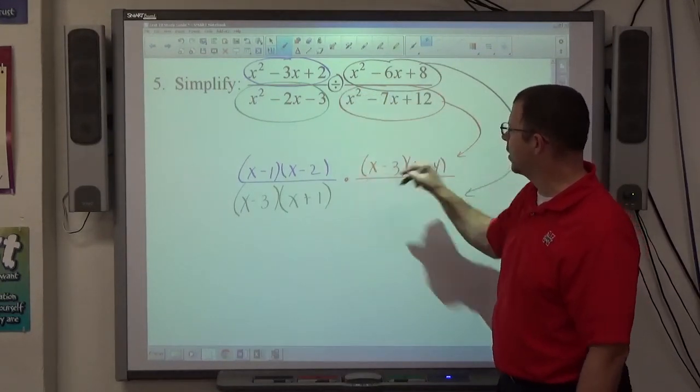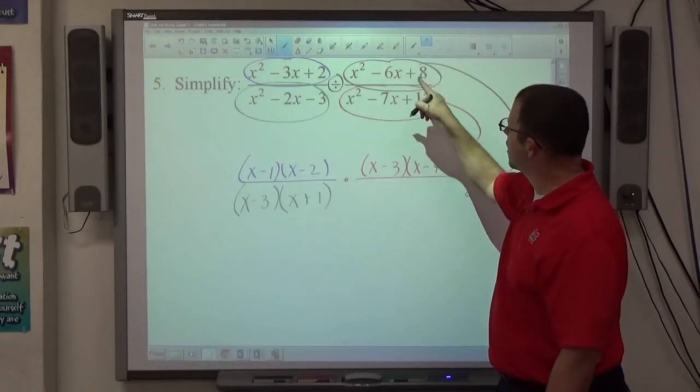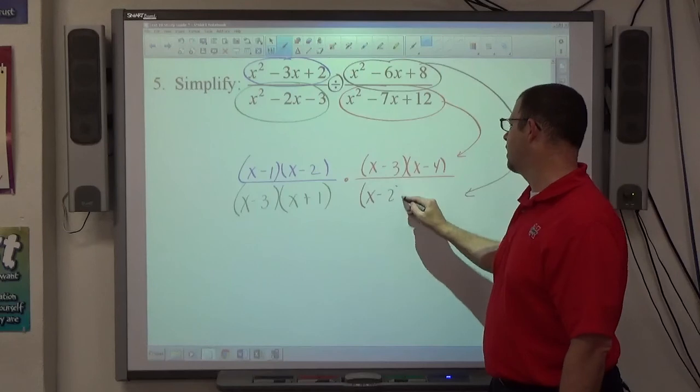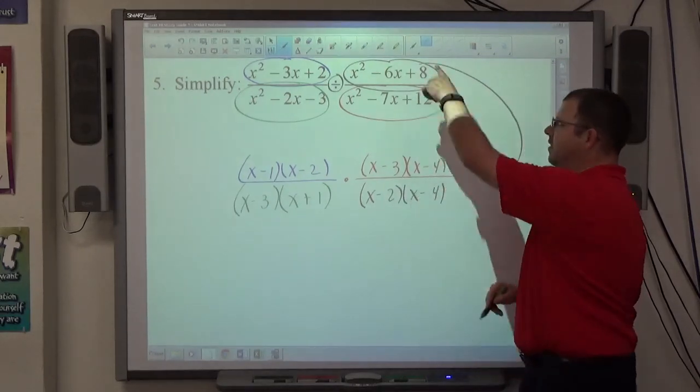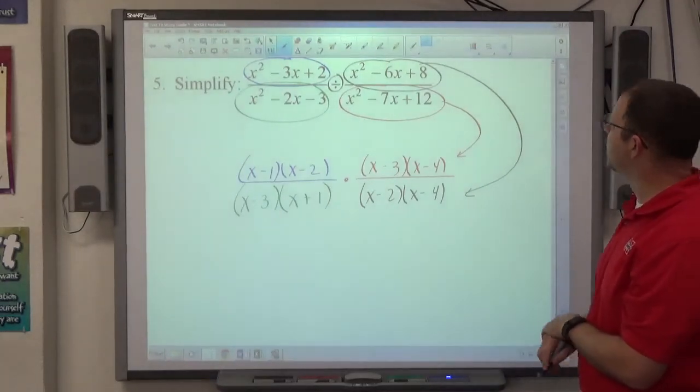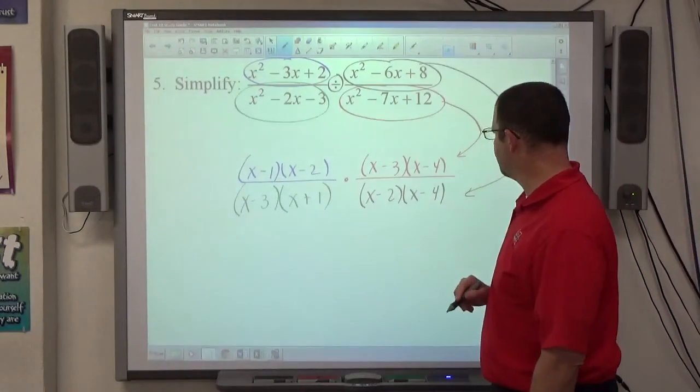We changed division to multiplication. X squared minus 6x plus 8: negative 2, negative 4, negative 2 plus negative 4, so x minus 2, x minus 4. Again, that's the top. We flipped it, so now it's the bottom. Once you get everything factored completely, again, it's a matter of canceling things that are the same.